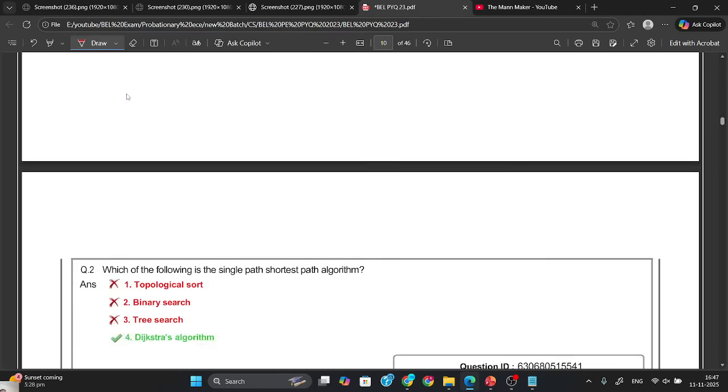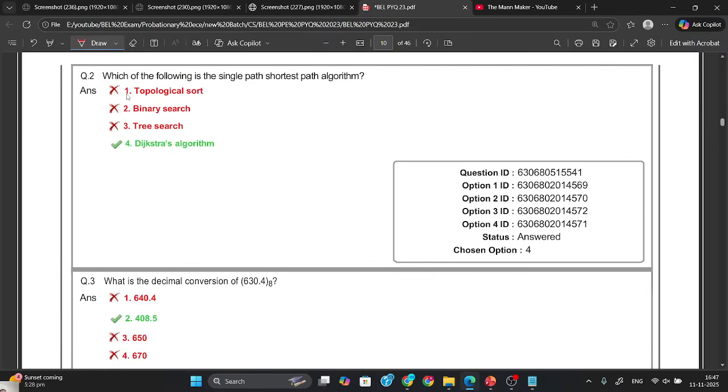Now the next one: which of the following is the single source shortest path algorithm? If we talk about shortest path algorithms, we have mainly two types. The first one is the single source shortest path algorithm.